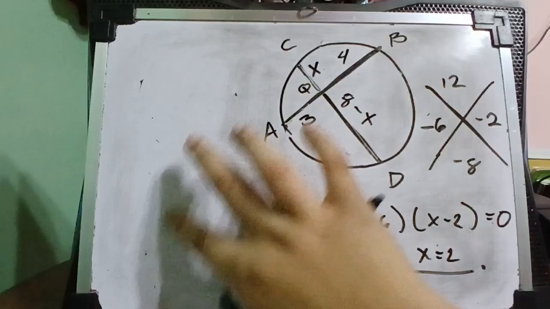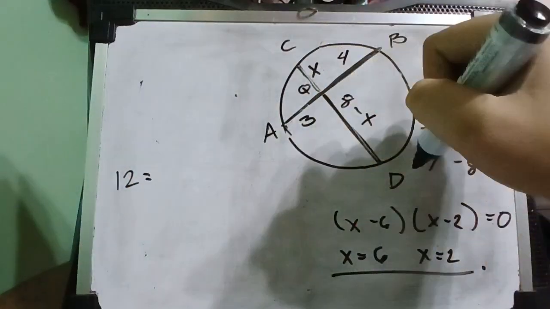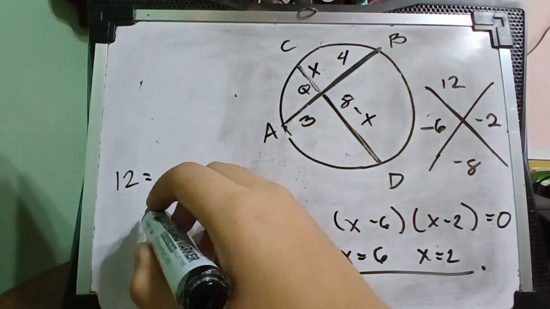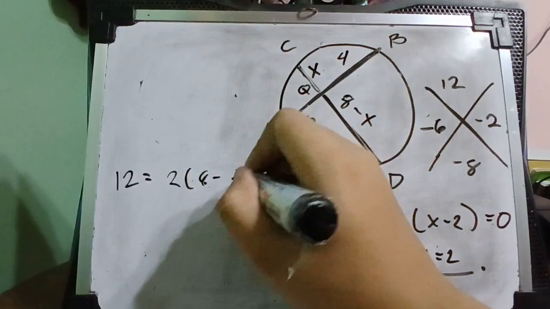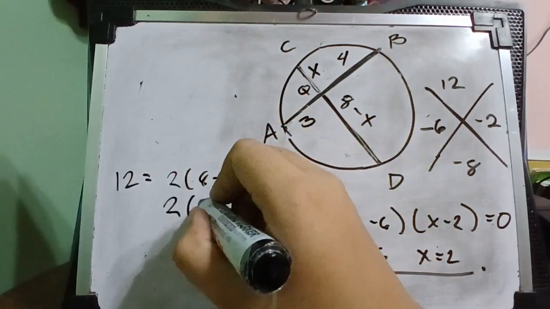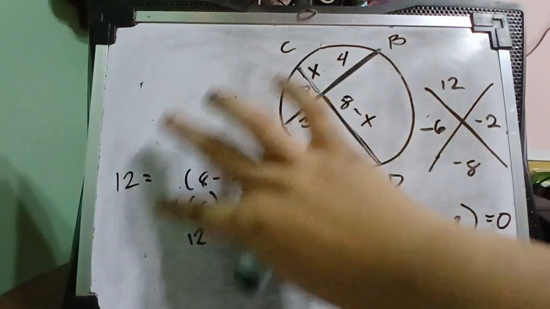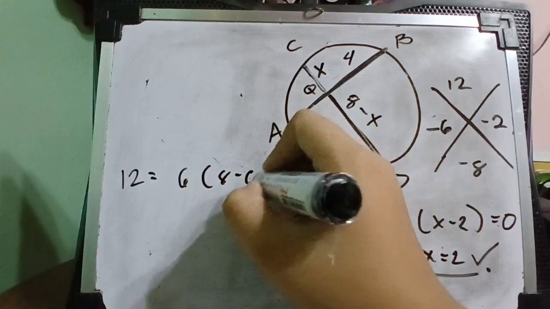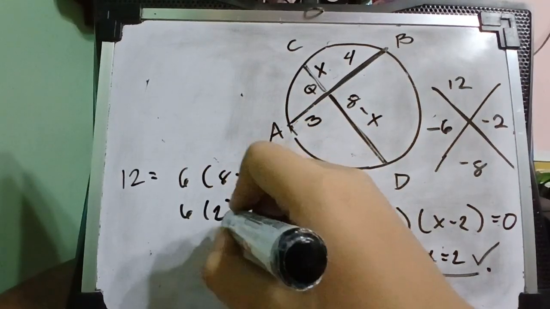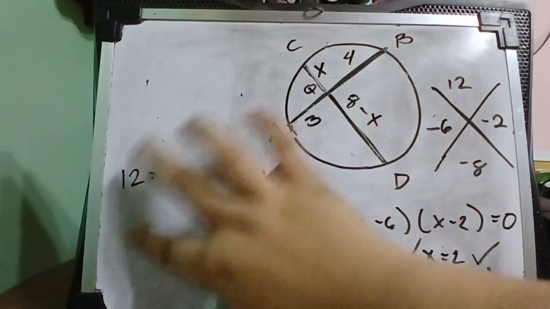Okay, so 4 times 3 is 12, so 12 dapat. So, dapat yung product nila ay 12. So, ito ay, gawin natin 2. So, 2 times 8 minus 2. So, that's 2 times 6, that's 12. So, it's correct. Tama to. Next naman is yung 6 natin. So, itong 6, 8 minus 6, 6 times 2, that's also 12. So, correct din to. Okay, so either the 2 yung sagot natin.